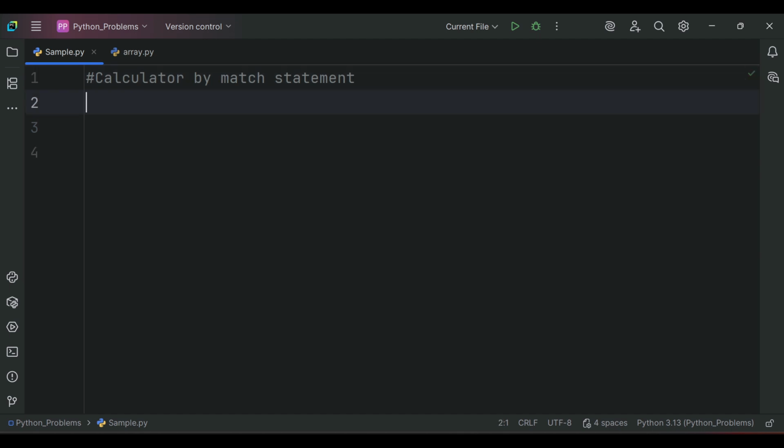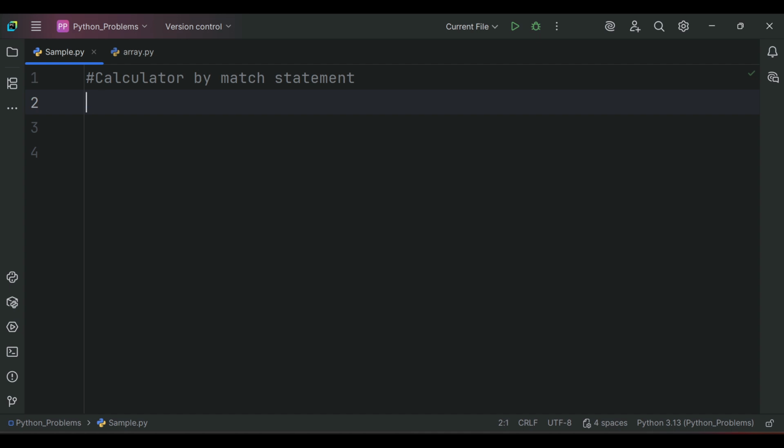First, for a calculator, what operators are there? The basic operators are plus, minus, into, meaning the multiplication symbol, and division. These four symbols are there, and with these four operator symbols we will prepare a small program.